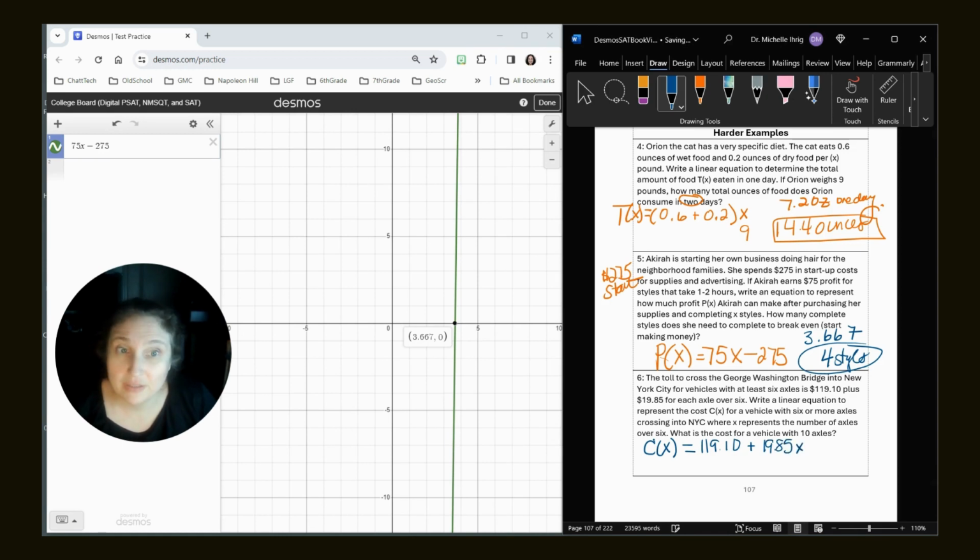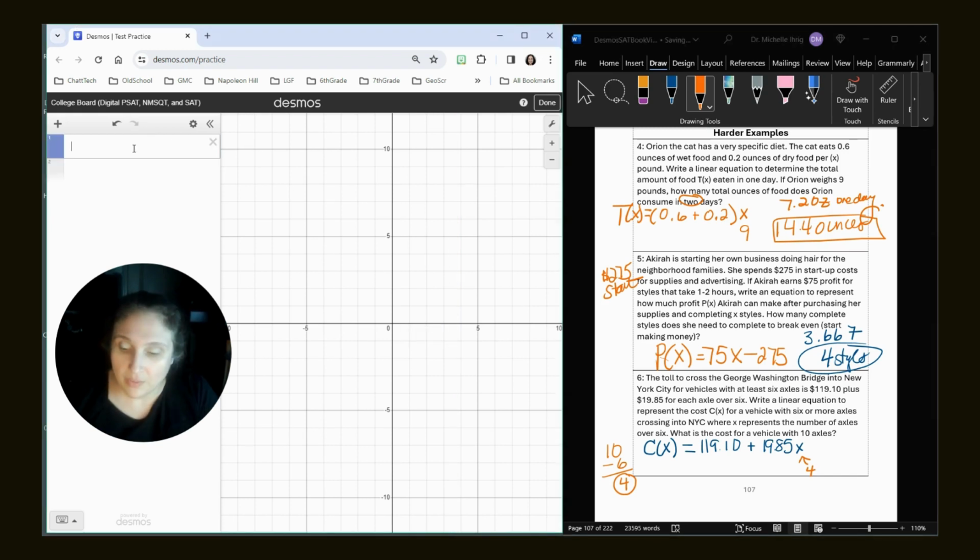So that's our equation. Now we want to know if there's 10 axles and the x stands for axles over 6. So we're going to have to subtract the 6 axles, which tells us 4 is the number we would substitute in here. So we're going to go over here and do 119.10 plus 19.85, and in parentheses, we'll type in 4. So how much would it cost? It would cost 198.5, but because it's money, we have to remember to add the 0 and the dollar sign.